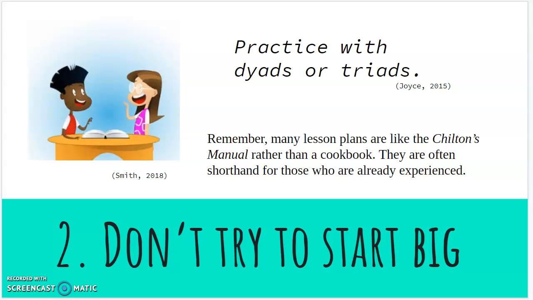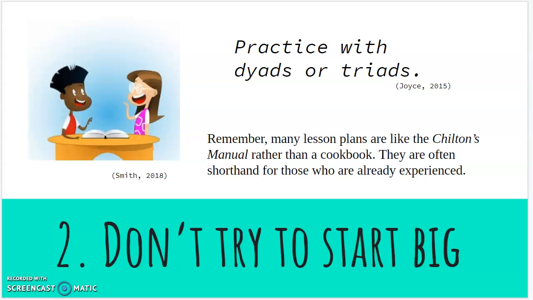Why? Because I tried to start too big, too soon. Now, did I explain to them what their roles were? Yes, I was sage on the stage explaining to them how to work cooperatively together. Yes, I was using exactly how not to do it. Rather, you practice with dyads or triads. A dyad is a group of 2, a triad is a group of 3.